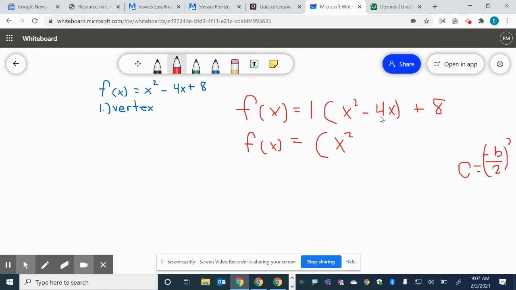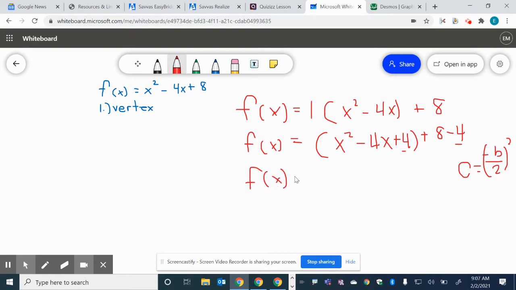Well, half of -4 is -2. -2 squared is 4. So I'm going to have to add 4 inside the parentheses to make this a perfect square inside here. Now, I added 4 here, so I'm going to have to subtract 4 outside to keep it balanced. See, I added 4 here, so I subtracted 4 here. So I have added a net 0 to the equation. I just put 4 in here to make this a perfect square, and then I took it outside the parentheses to keep my equation balanced.